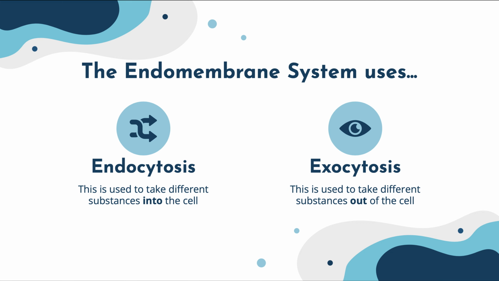The endomembrane system uses endocytosis, which is used to take different substances into the cell, and exocytosis, which is used to take different substances out of the cell.